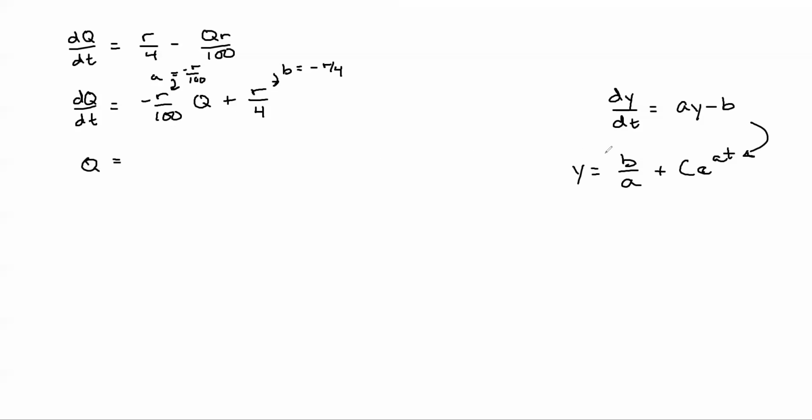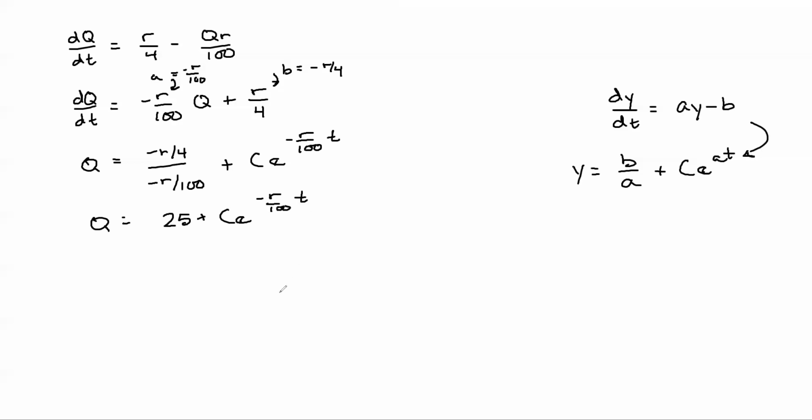So Q is going to equal, the way that you do it is you take your B and you divide by A. So we're going to take B, which is negative R over 4, and divide by A, which is negative R over 100, plus Ce to the A, which is negative R over 100 again, times t. And if you simplify that, you could flip and multiply, and we'll end up getting 25 plus Ce to the negative R over 100 t. Okay, so that's the solution to the differential equation.